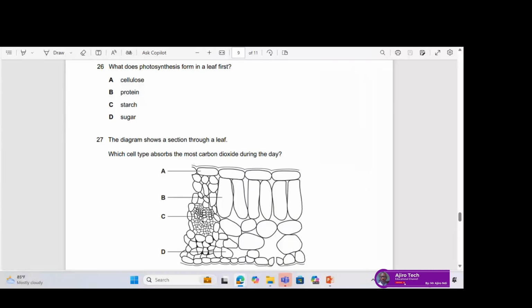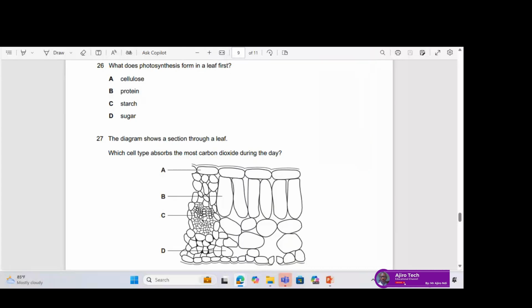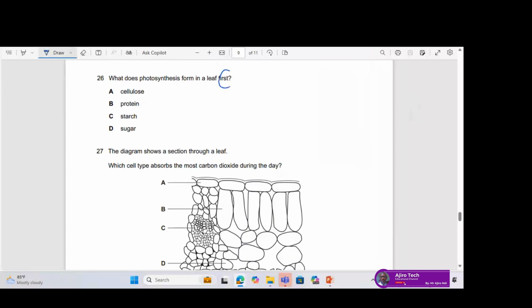The cellulose. Why go all the way to cellulose? But what did they ask? What does the leaf form first? Oh, first form produced first. Oh, so I read the question wrong. Starch. Are you sure starch is what is formed first?